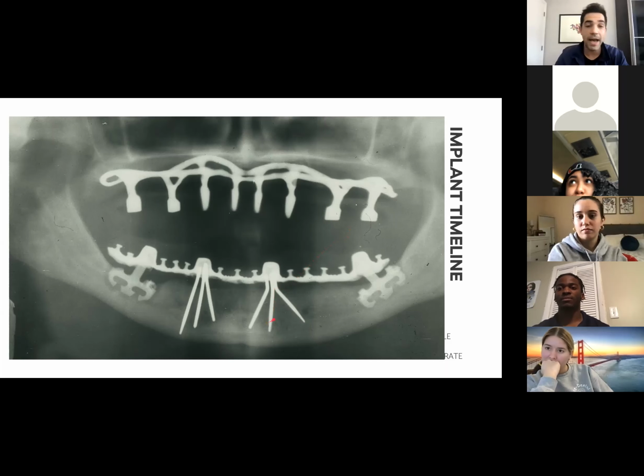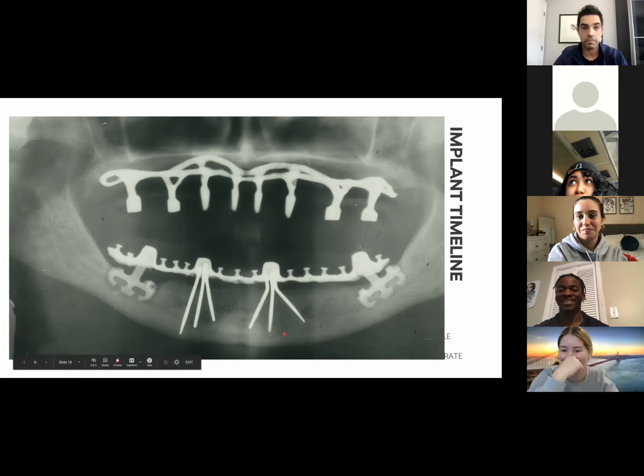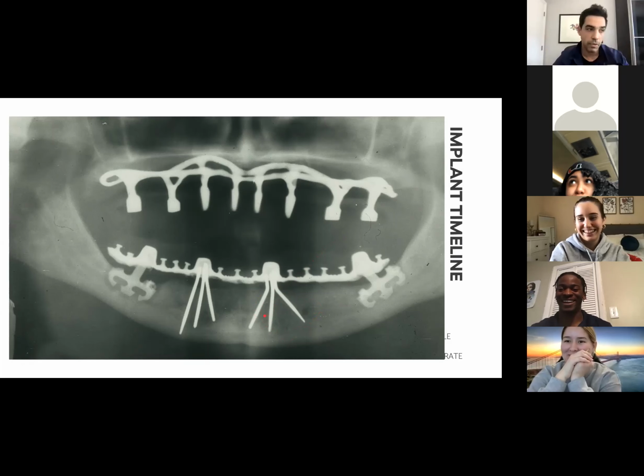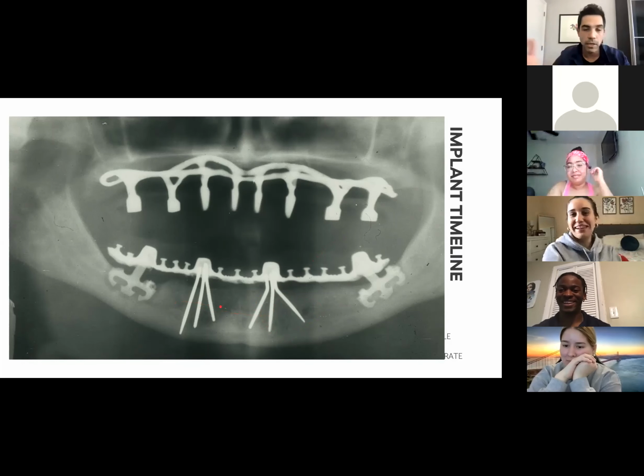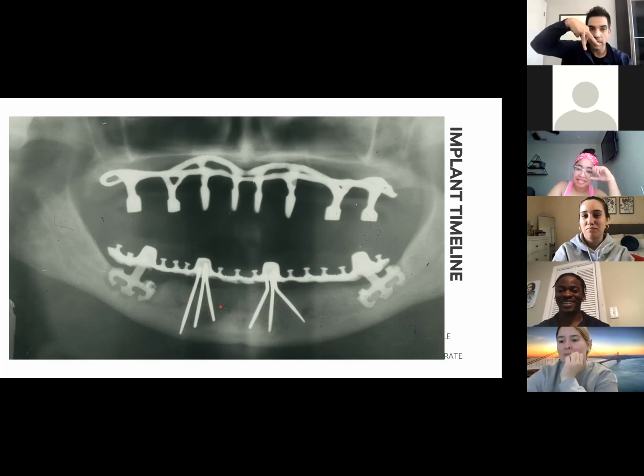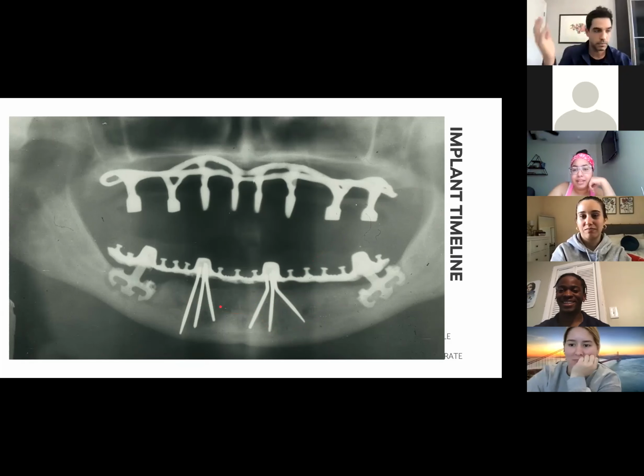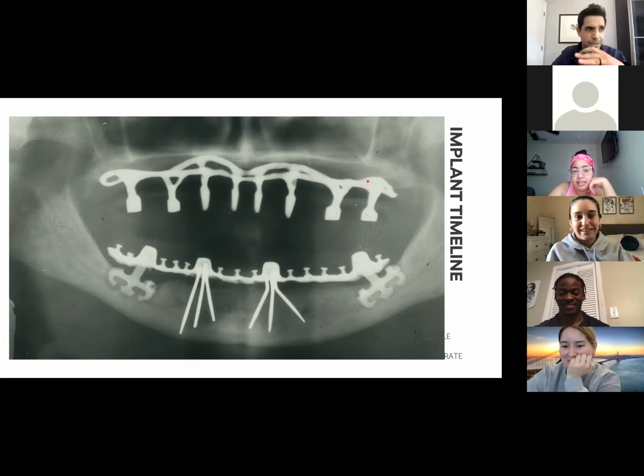This down here, I have no idea what this is. The trident of death, the spike of evil. I don't even know how you put that in the jaw. This one up here is a little less barbaric, but still really kind of crazy.